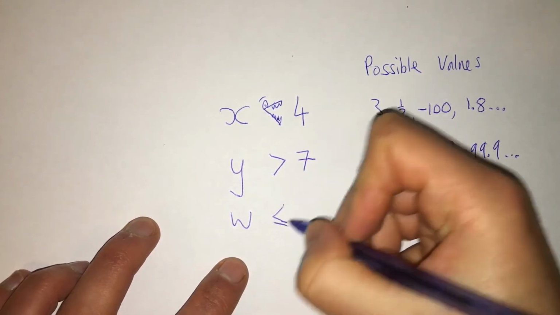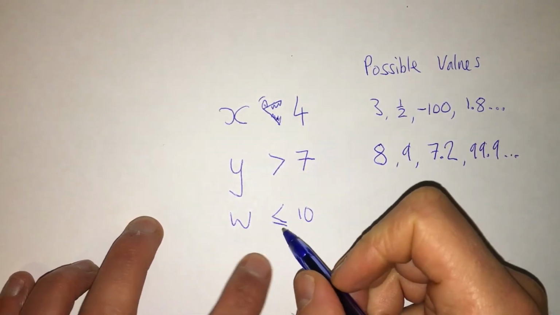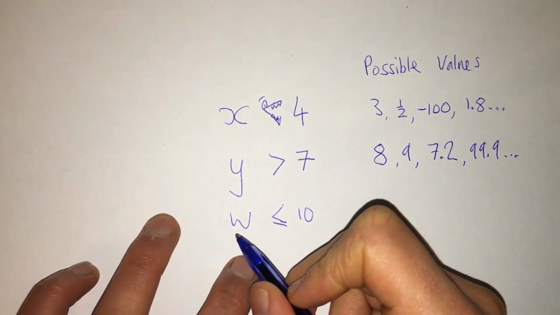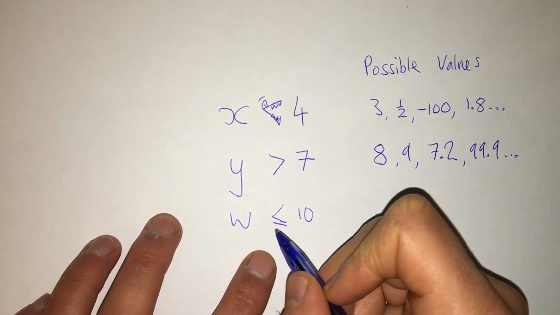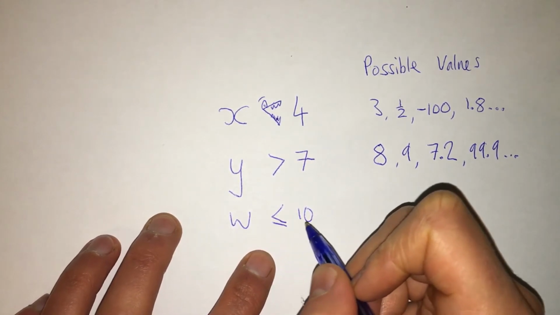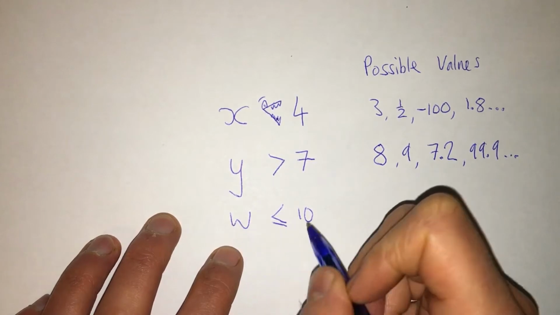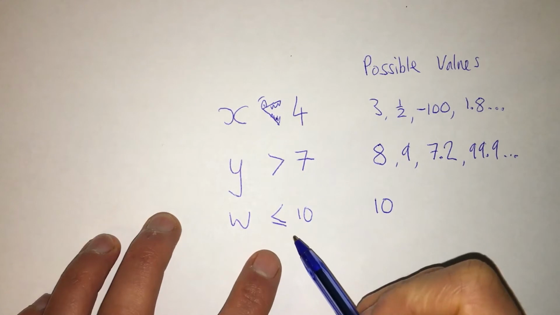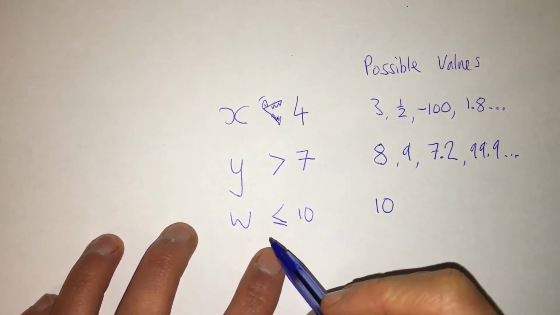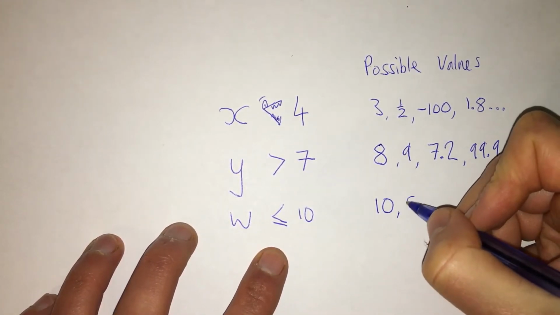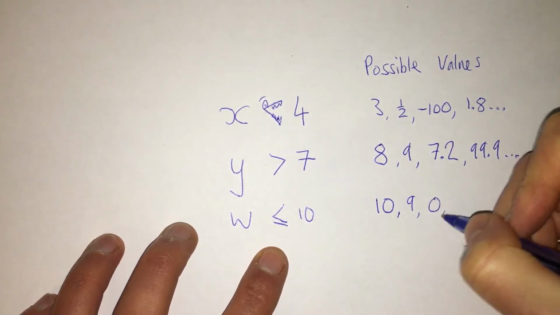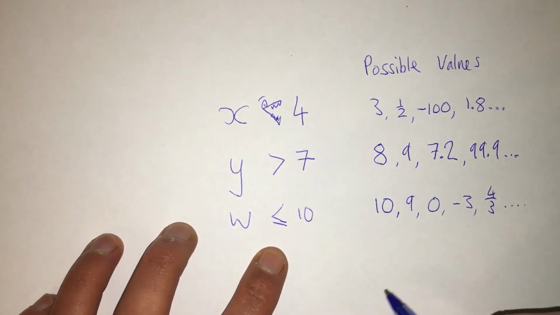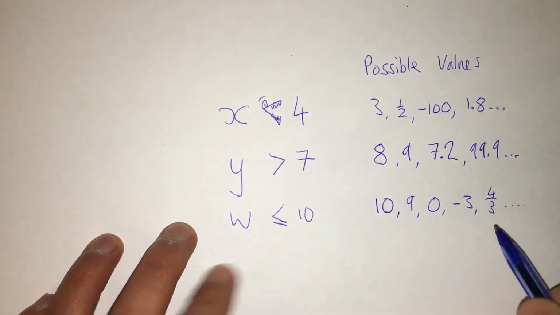Let's have a slightly different symbol. We'll go for W, and we'll write this symbol. Now with the extra line underneath, it means it can equal. So here we have W is less than or equal to 10. So 10 is included in this. So we could say 10 is the highest value that it can take, and everything else has to be less than that. So W could be 9. It could be 0 or negative 3 or 4/3. Anything you like, as long as it's less than or equal to 10.